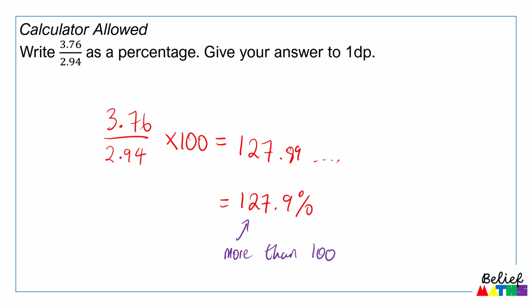Now, one thing that often confuses students is, well, this is more than 100. How is that possible? Well, the reason it's more than 100, if you look here, is that the fraction is improper or top heavy. So with an improper fraction, because the numerator is bigger than the denominator, you're going to end up with a percentage over 100, and that's perfectly acceptable.